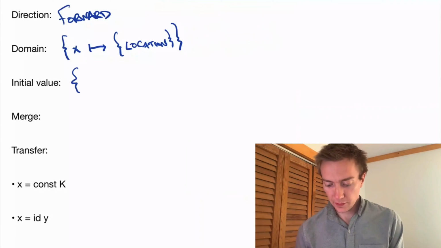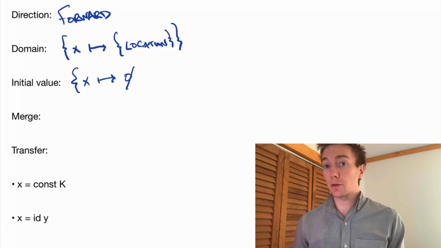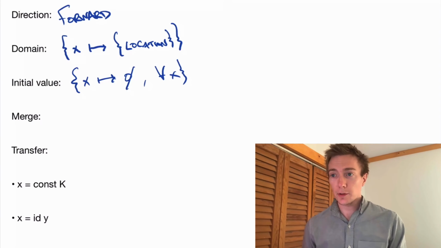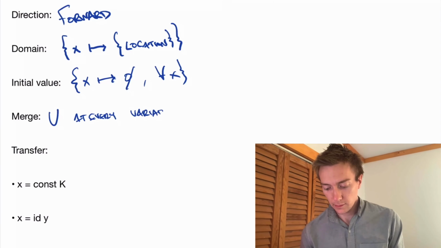We'll start out with an initial value that maps every single variable to the empty set. That is, variables don't refer to any locations, can't refer to any memory locations at all for the outset. So I'll just say for all x. The merge function will do a union at every variable.